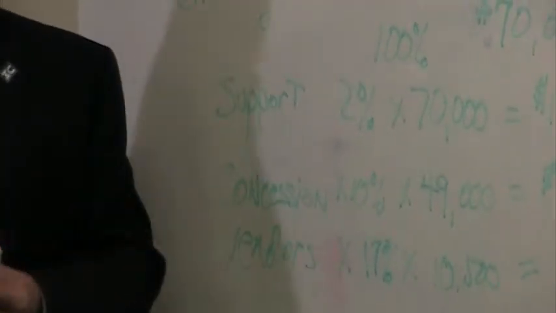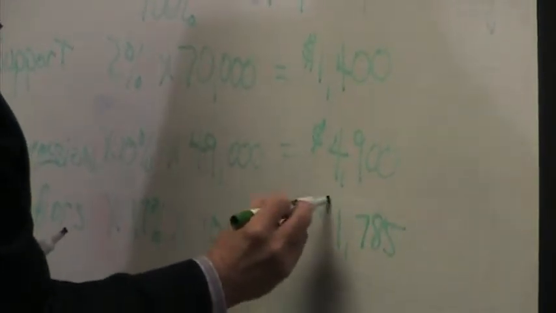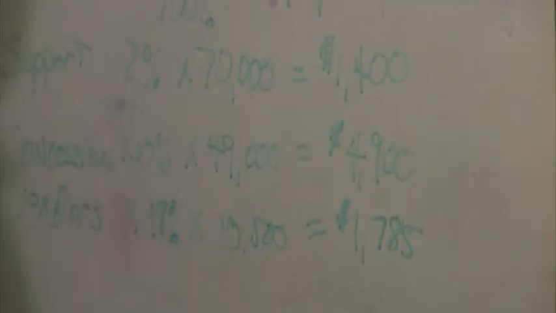Well, I'll tell you what we'll do. At the break, we'll make copies. Cool. All right, so what is 17% of 10,500? 1,705. $785. Everybody agree with that?